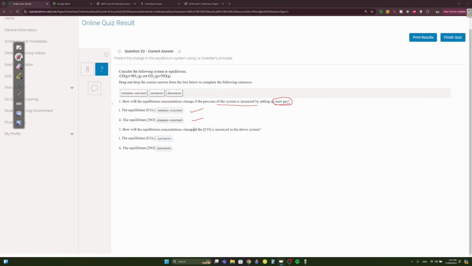How will the equilibrium change if CO is increased? An increase in CO means the system will have to decrease CO. If the system decreases CO, it's going to move forward, right? If you decrease something, you're moving away from CO. No, it's not. Sorry, it's going to increase CO2 and NO. I thought they asked about NO2 as well. Okay.